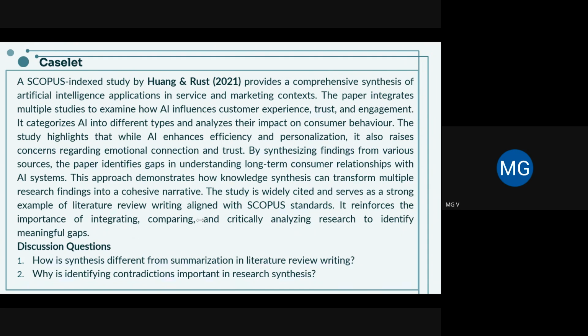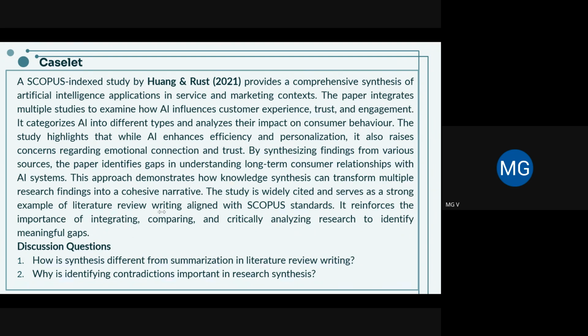By synthesizing findings from various sources, the paper identifies gaps in understanding long-term consumer relationships with AI systems. This approach demonstrates how knowledge synthesis can transform multiple research findings into a cohesive narrative. The study is widely cited and serves as a strong example of literature review writing aligned with Scopus standards. It reinforces the importance of integrating, comparing, and critically analyzing research to identify meaningful gaps. So the question arises, how is synthesis different from summarization in literature review writing?